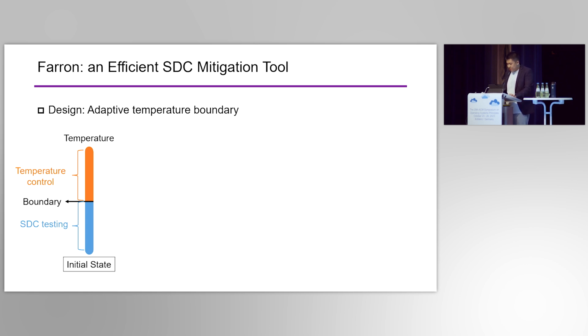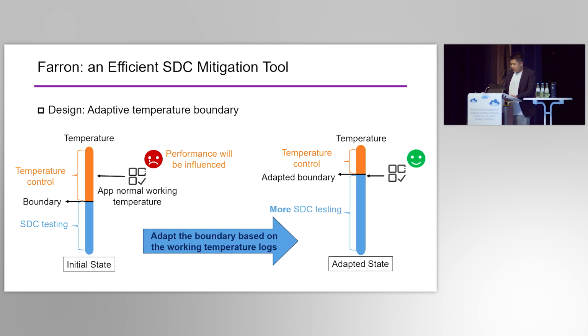However, given the situation that the normal working temperature of the application can reach above this temperature boundary for a long time, the application will be frequently disrupted by the control operations, which influences the application performance. Farong assigns the highest priority to application performance, and under this situation, Farong adapts the boundary based on the working temperature logs. As a trade-off, Farong needs to perform more testing since it needs to detect more tricky SDC.